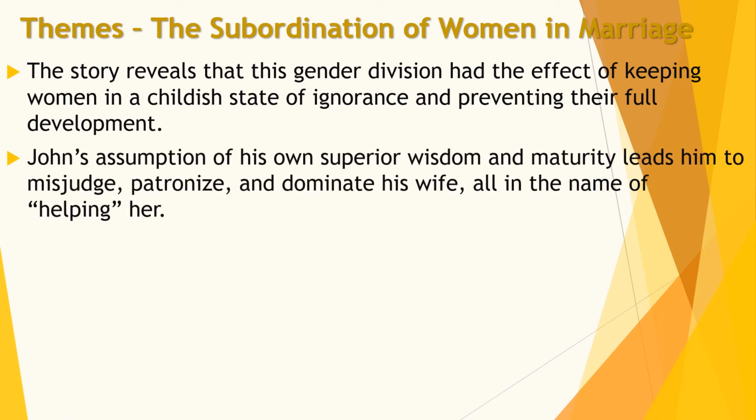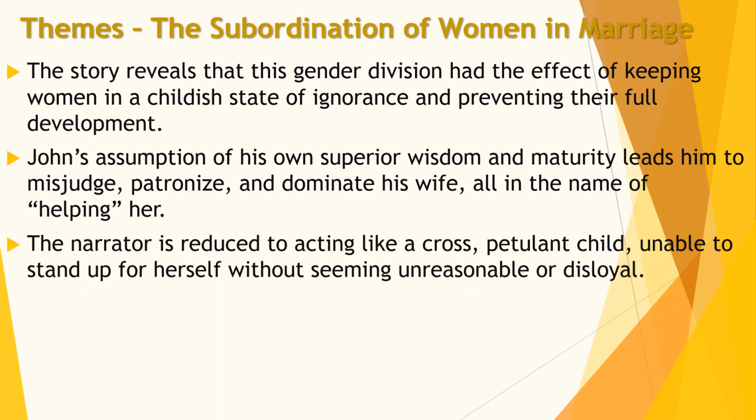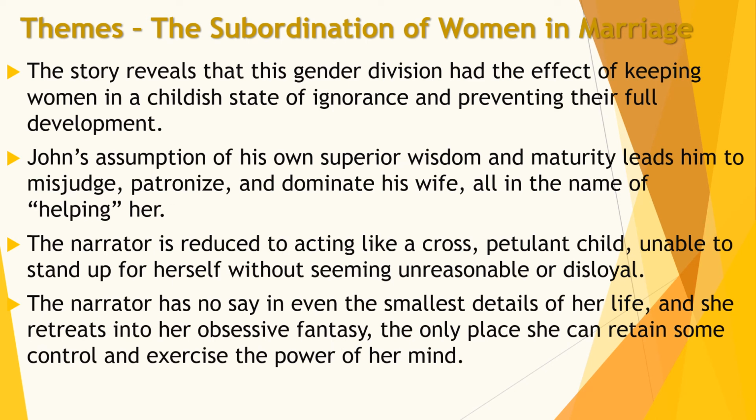John's assumption of his own superior wisdom and maturity, meaning he knows best and he's the adult, leads him to misjudge, patronize, and dominate his wife, all in the name of helping her. The narrator is reduced to acting like a cross, petulant child, unable to stand up for herself without seeming unreasonable or disloyal. The narrator has no say in even the smallest details of her life, and she retreats into this obsessive fantasy, the only place where she can retain some control and exercise the power of her mind.